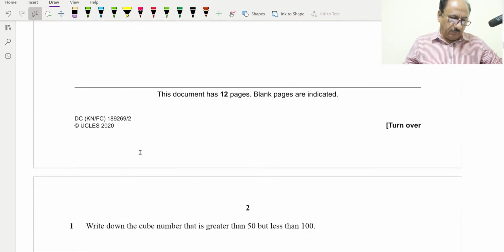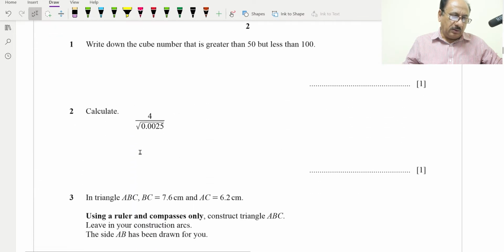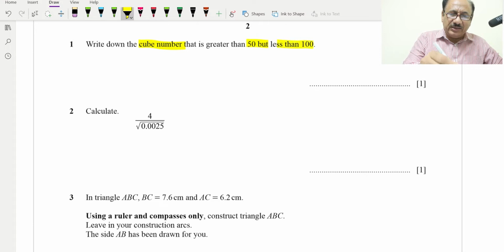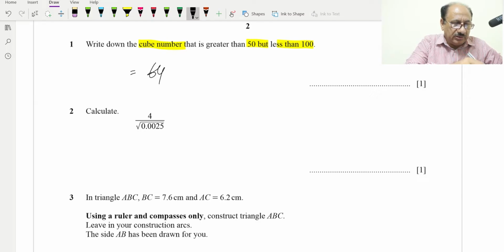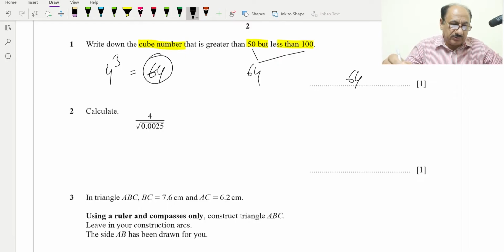Question number 1. Write down the cubic number that is greater than 50 but less than 100. Cubic numbers are numbers like, for example, 64, which we can write as 4 cubed. So this 64 is a cubic number and it is in between 50 and 100. So 64 will be our answer.